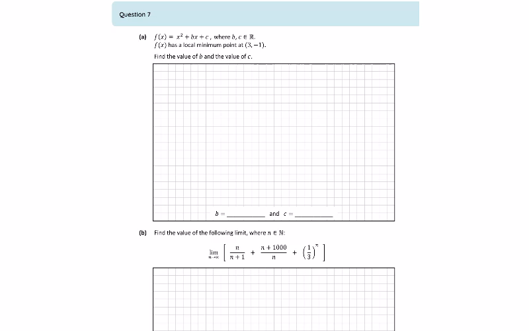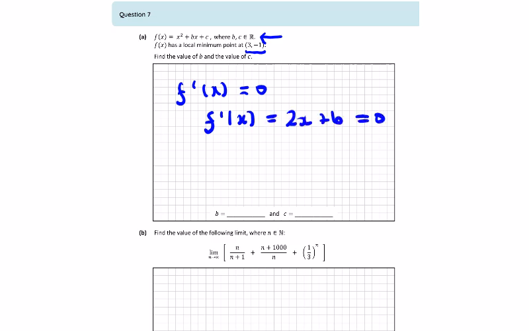So question 7, I skipped this one, so I'll go back to this one in the order that StudyClix gave it in. So we're given f of x is x squared plus bx plus c, and we're told that the local minimum is when x is 3 and y is minus 1. So f prime x is the local minimum. F prime x has to be equal to 0 to get the local minimum. So if we differentiate f of x, f prime x is 2x plus b. That's equal to 0, and we know that x is 3. So 2 times 3 plus b is equal to 0, meaning b is minus 6.